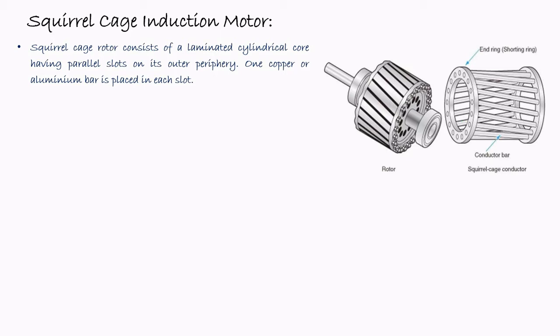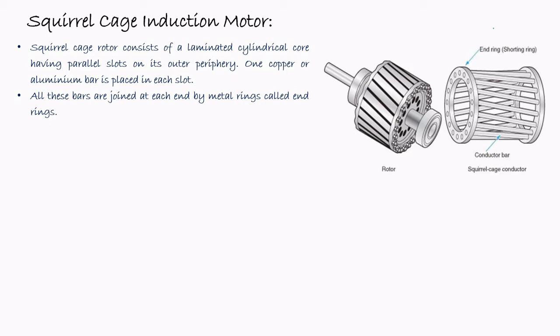The squirrel cage rotor consists of a laminated cylindrical core having parallel slots on its outer periphery. One copper or aluminum bar is placed in each of the slots. Then all these copper bars or the aluminum bars are joined at each end by metal rings. It is also called the end rings.